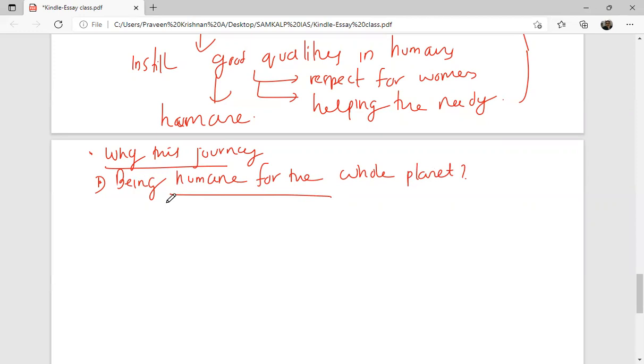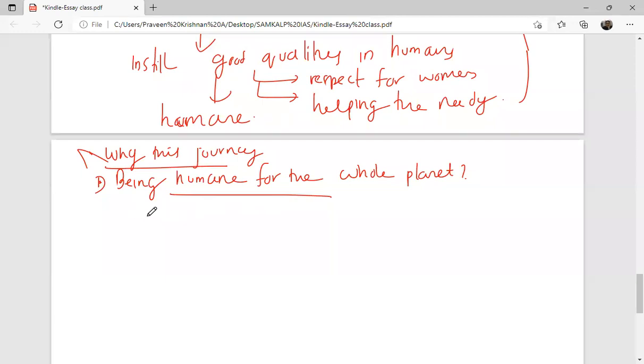And before that, what I wanted to say is that now that you have understood how to arrange a logical flow in this particular essay, there are two approaches that people usually take. Sometimes people put headings, and sometimes they don't use headings. I've never used headings in the essay. So if you are not using headings, whatever, let's say, being humane for the whole planet, I'll write as a point itself, without putting it as a heading. So, being humane for the whole planet.